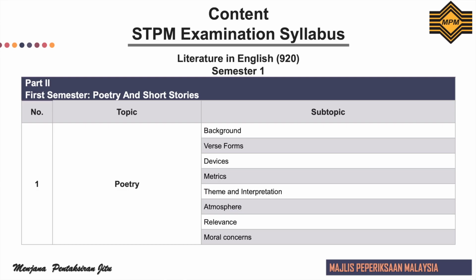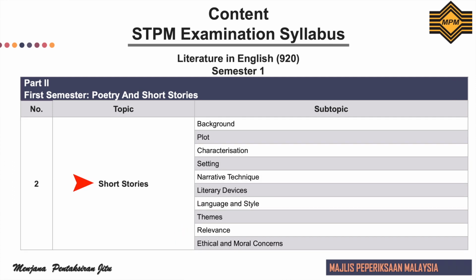We now move on to Part 2, which is categorized according to the semesters. For Semester 1, which covers poetry and short stories, the first topic is on poetry. The following are the subtopics for poetry: background, verse forms, devices, metrics, theme and interpretation, atmosphere, relevance and moral concerns. The content for part 2, poetry and short stories for semester 1. For the second topic, which is on short stories, the following are the subtopics: background, plot, characterization, setting, narrative technique, literary devices, language and style, themes, relevance and ethical and moral concerns.